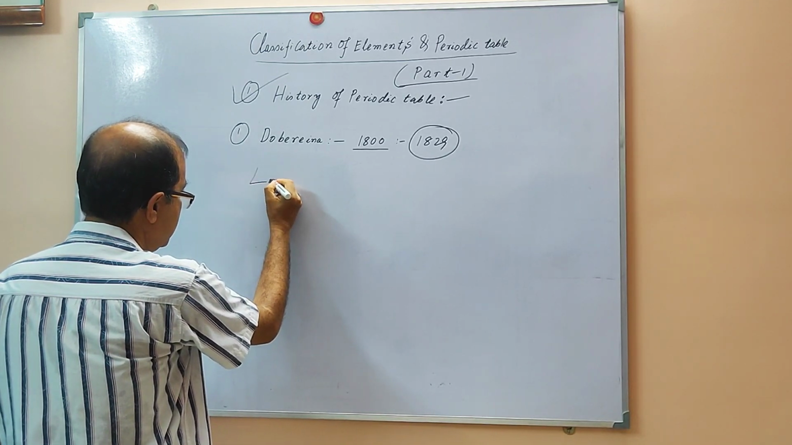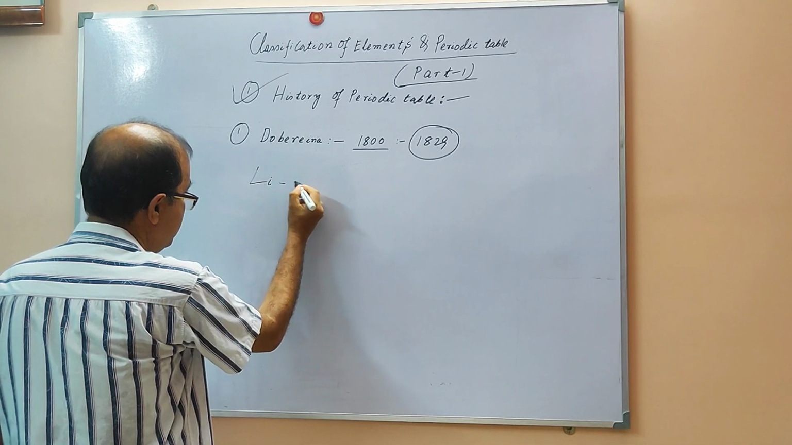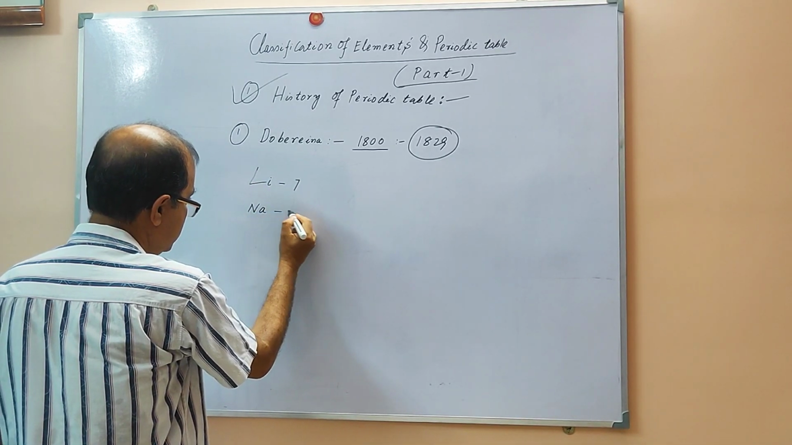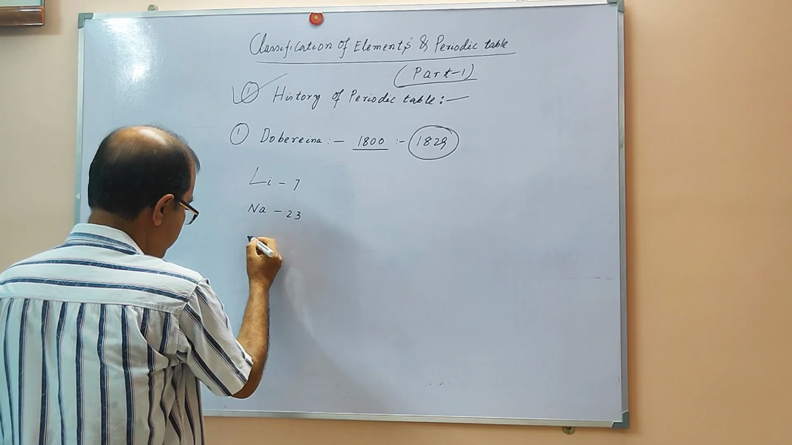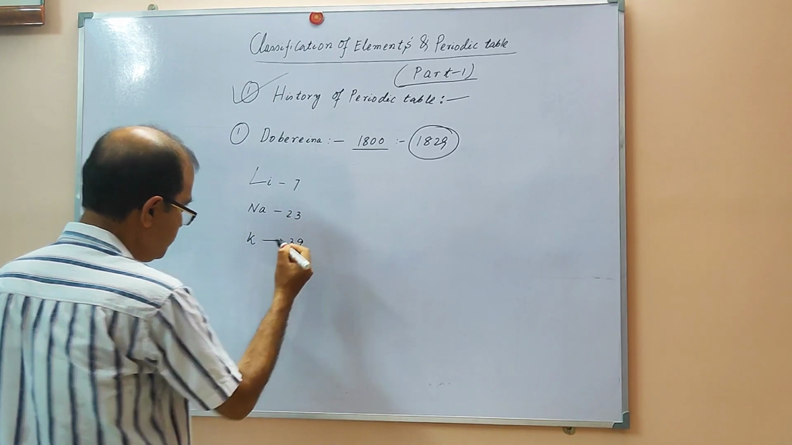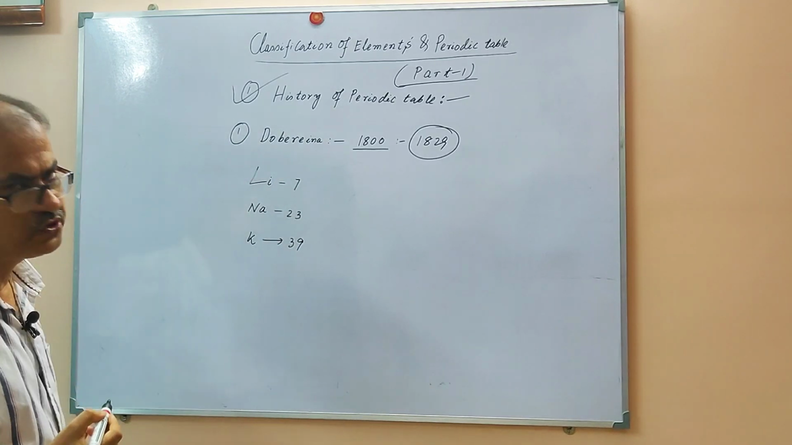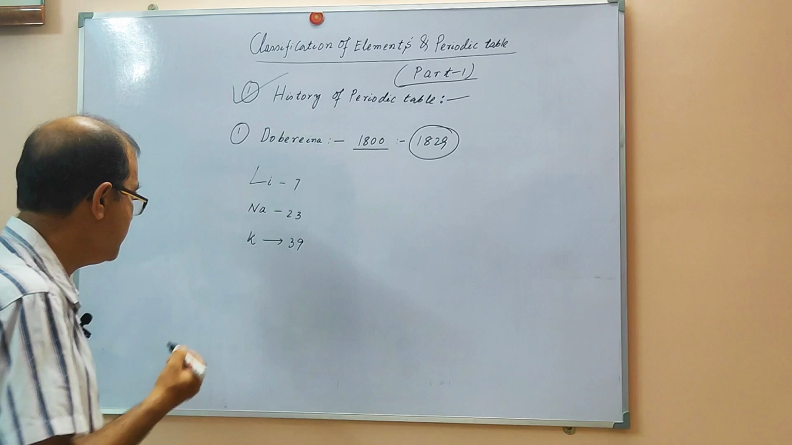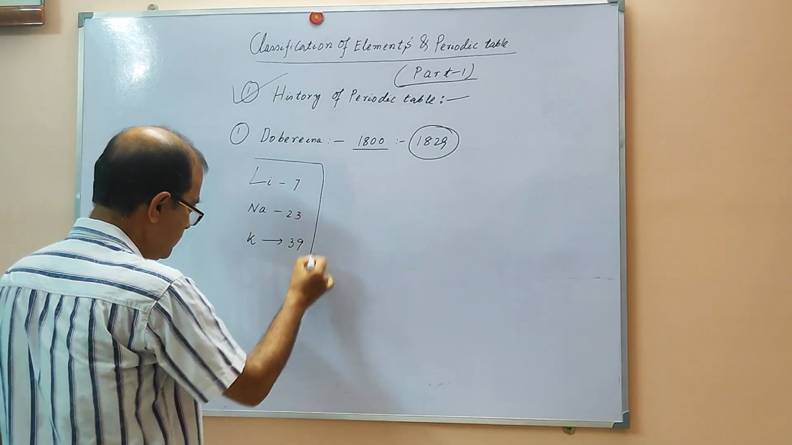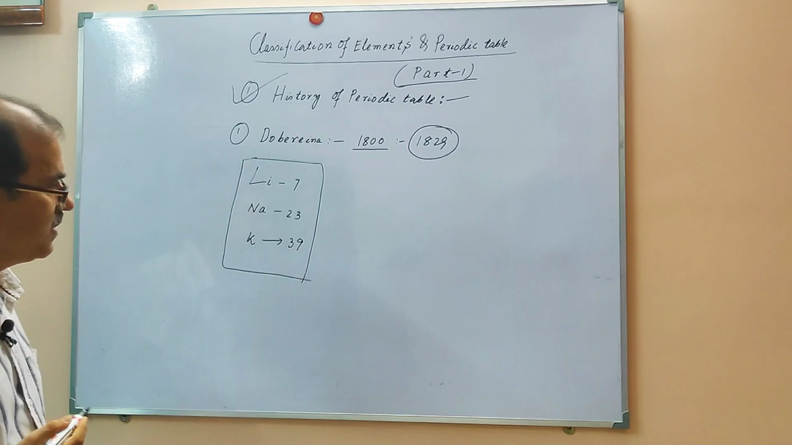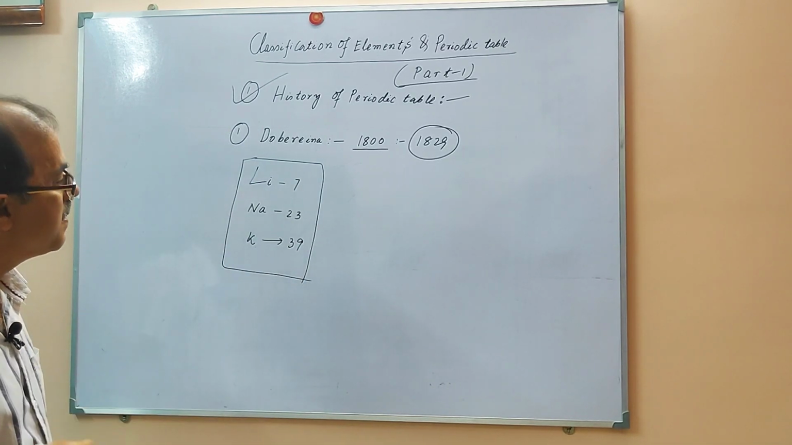This can be easily understood if we take one example, that is lithium. It has an atomic mass of 7, sodium's atomic mass is 23, and potassium's atomic mass is 39. All these elements you can see have similar properties, and they have been kept in a family where this property is the same.